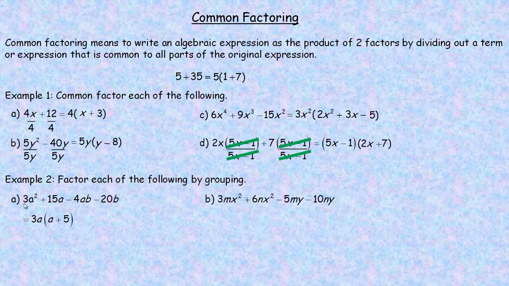And so if we factor a 3a out, 3a squared divided by 3a would just give you a. And 15a divided by 3a would give you 5. Again, you can check this. 3a times a is 3a squared. 3a times 5 is 15a.